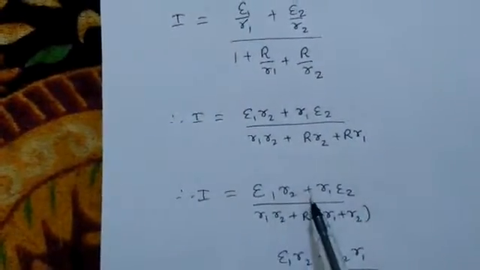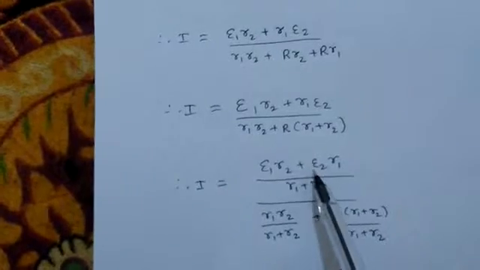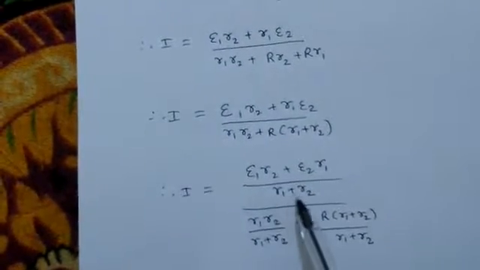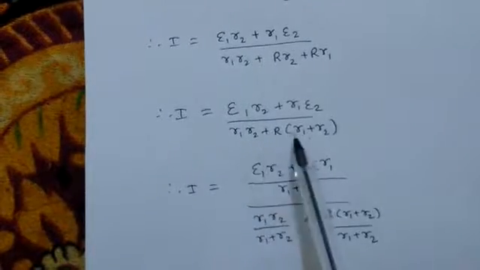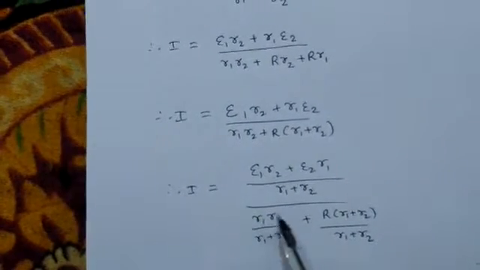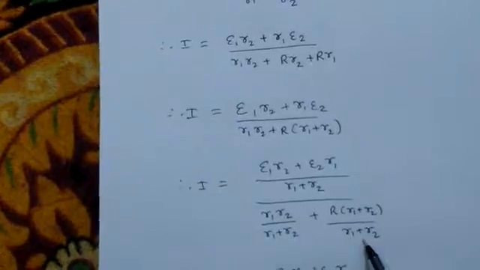Now if we divide this equation by r1 plus r2, what is going to be there? I is equal to (epsilon 1 r2 plus epsilon 2 r1) upon (r1 plus r2), divided by r1 r2 divided by r1 plus r2. So r1 r2 divided by r1 plus r2. Separately for it, R multiplied by (r1 plus r2) upon (r1 plus r2). These r1 plus r2, these r1 plus r2 cancel.